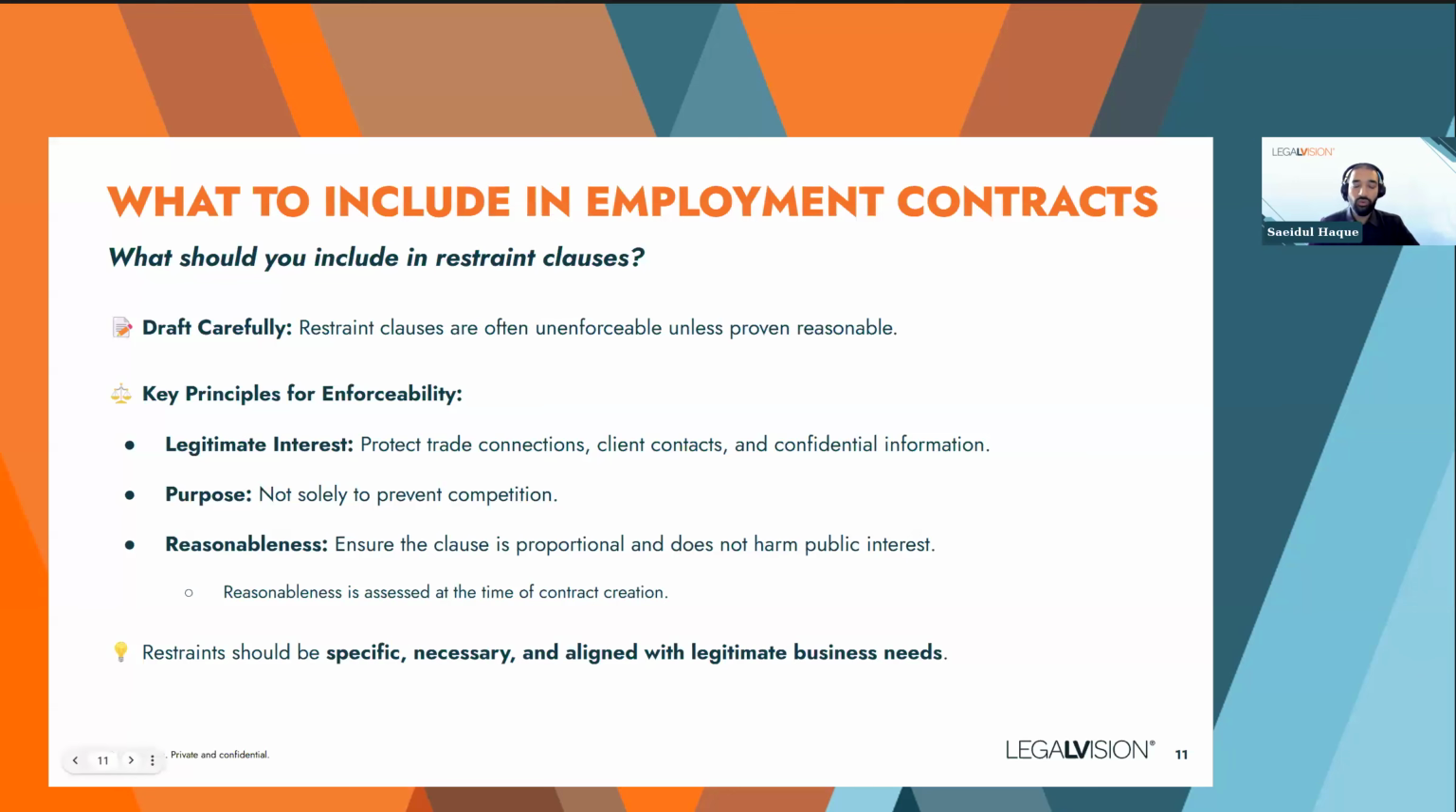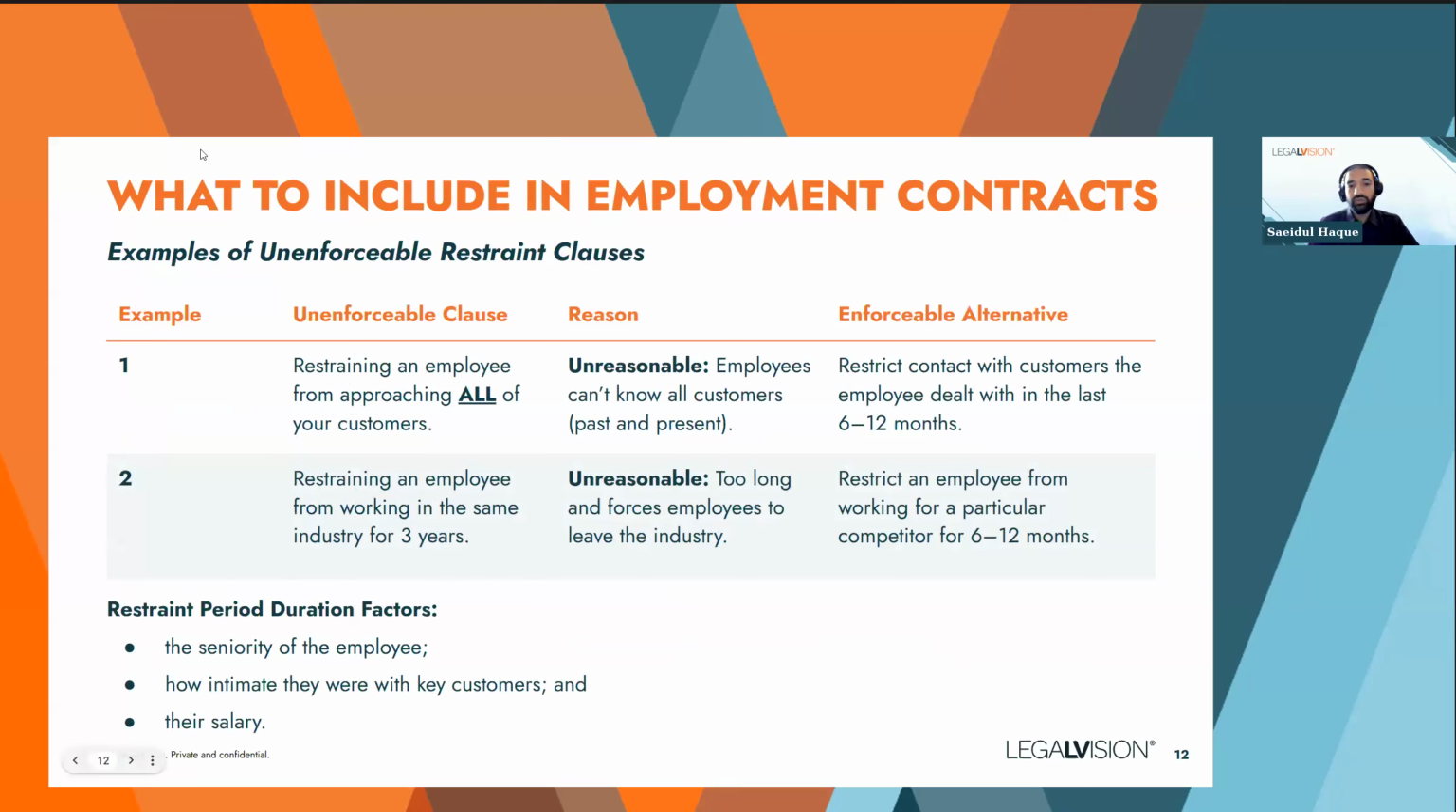I'll give you some examples of unenforceable clauses. If you restrain an employee from approaching all of your customers, it's unreasonable to expect them to really know who all of your customers are, including past and present. But if the clause simply prevents an employee from approaching one of the customers perhaps that they've been working with, or customers in general that they've been dealing with in the 6 to 12 months before the termination of their employment, then that clause is more likely to be enforceable. Another example would be restraining an employee from working for a business in the same industry for 3 years from the date of termination.